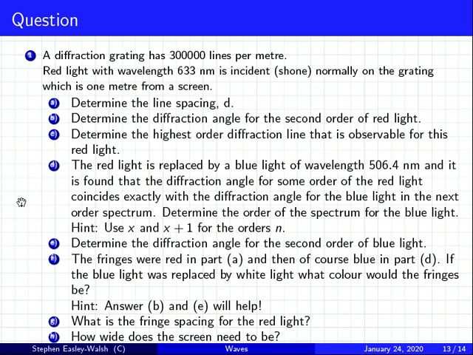It's the usual story. You have a grating here, a light source, and a screen. Part A. What is the line spacing? That is, you have your diffraction grating with 300,000 lines per meter, and I want the distance between each slit. How might I get that? 1 meter over 300,000. Can you bash that in and tell me what you get?